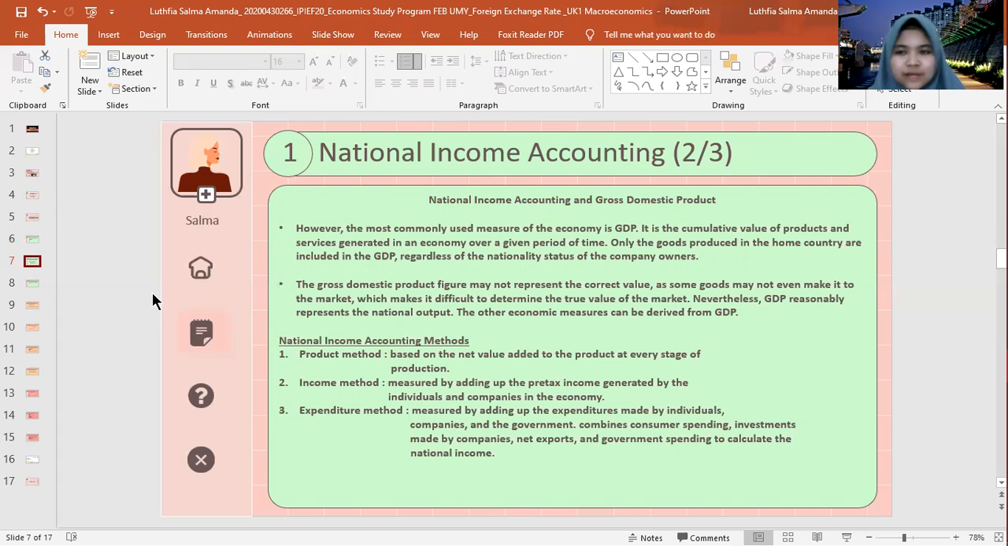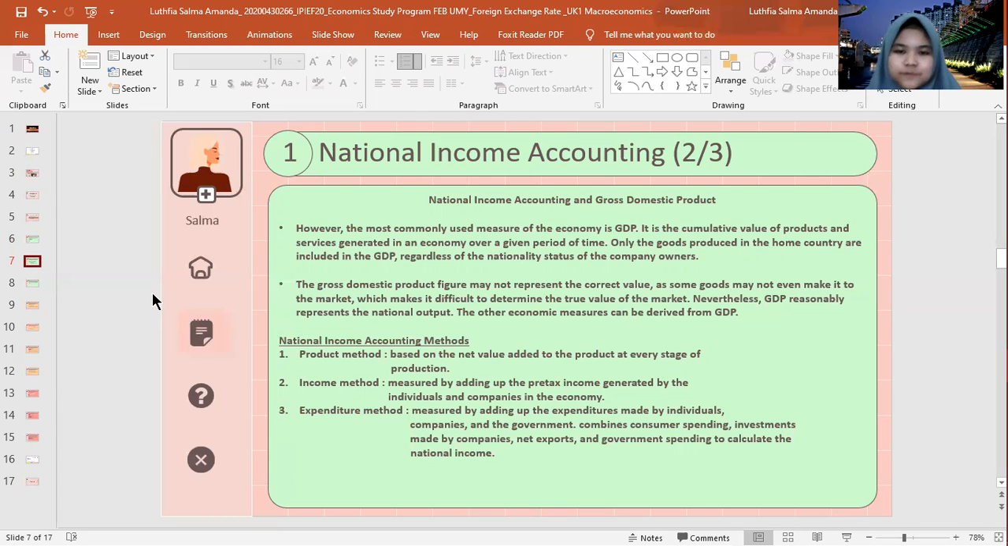And for the national income accounting method, there are three. First is the product method. It is based on the net value added to the product at every stage of production. The second method is the income method, measured by adding up the pre-tax income generated by the individuals and companies in the economy. And the last is the expenditure method, measured by adding up the expenditure made by individuals, companies, and the government.